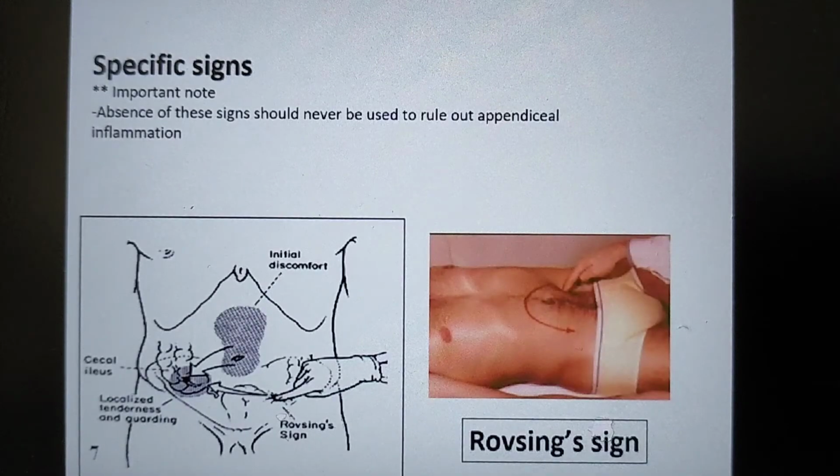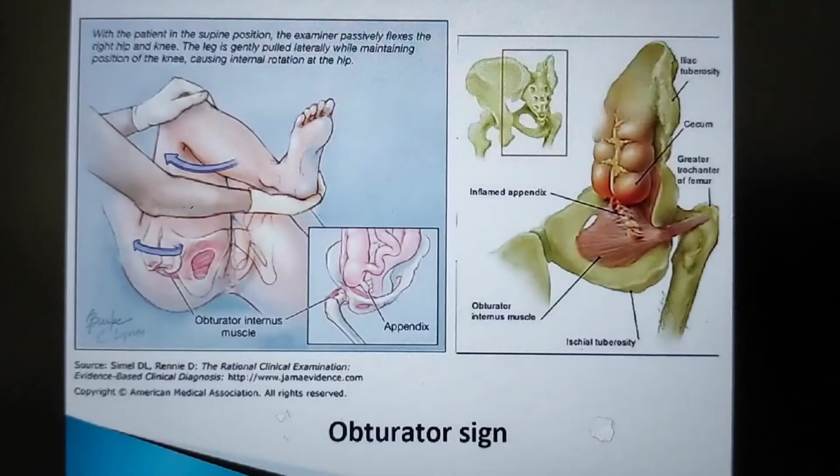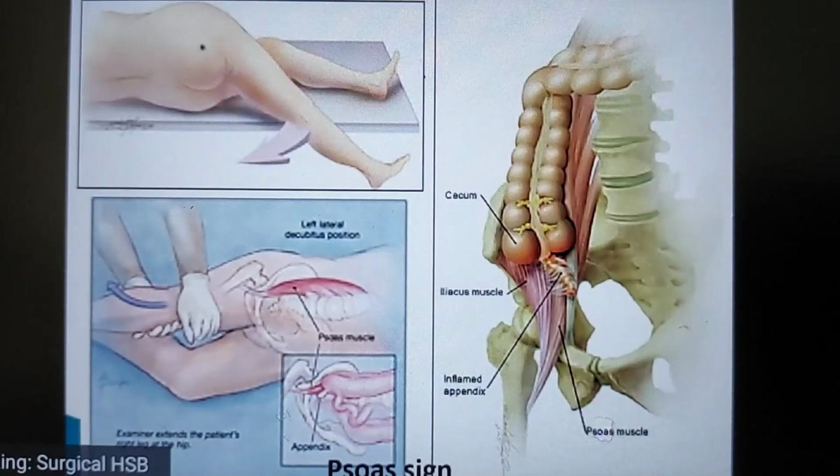So there are some specific signs which may be suggestive of acute appendicitis, but may not be present in every acute appendicitis case, such as the Rovsing sign. When you palpate the left region, there will be pain at the right iliac fossa region. This is suggestive of peritoneal irritation. You may also see the obturator sign and psoas sign.